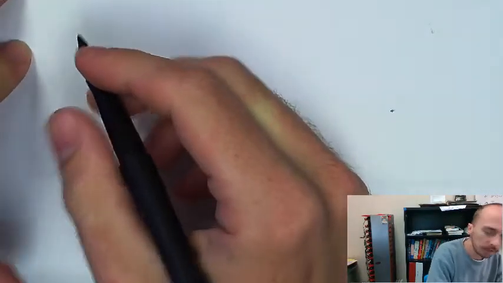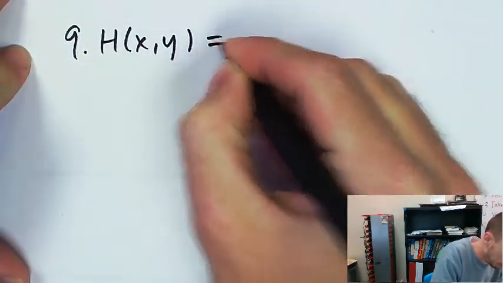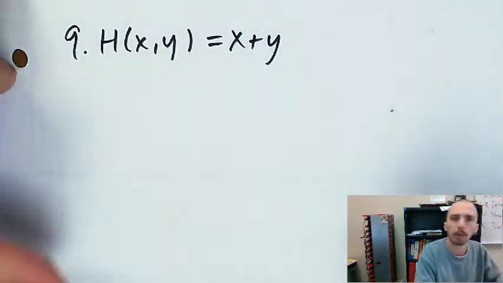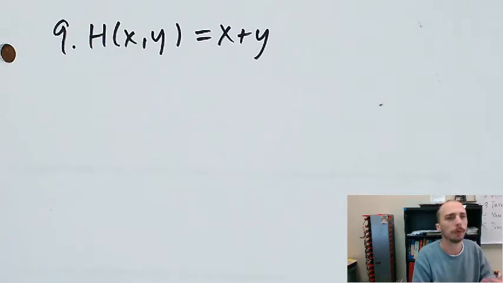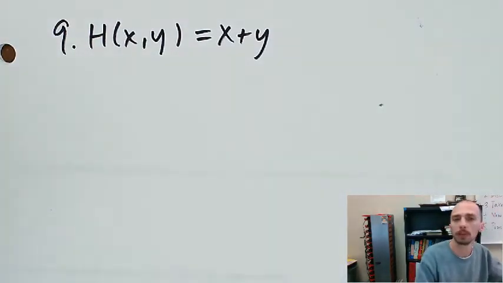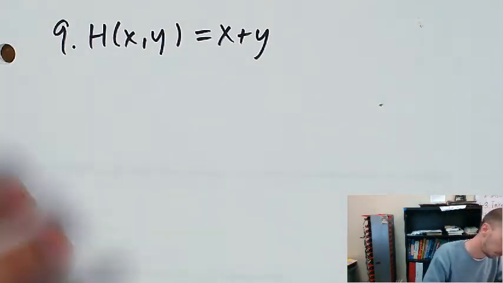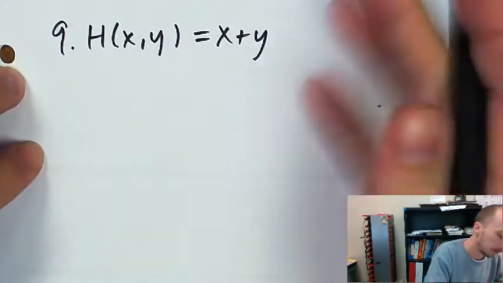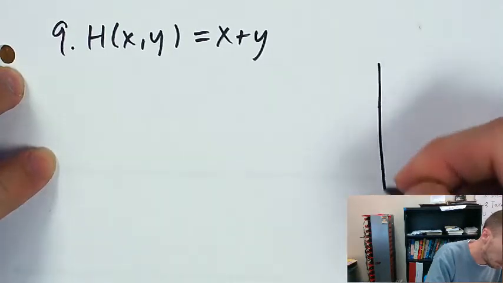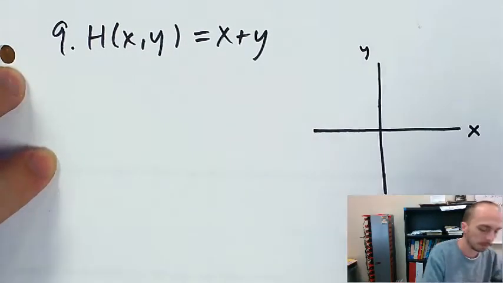Number 9 is h of x and y is x plus y, and at least 4 level curves. So I'll probably do maybe 5. One where x plus y equals 0, 2 where x plus y is positive, and 2 where x plus y is negative. Okay, so I know that if the domain of this is R2, then my contour map is going to need to live on R2 as well. So just x and y.